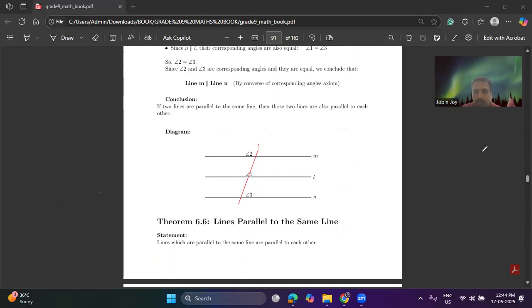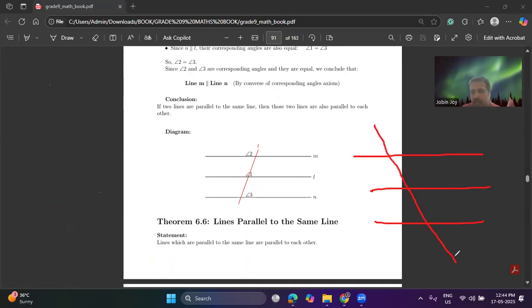So for example, these are three parallel lines, and this is called a transversal. Then this angle will be, for example, angle 1, this is angle 2, and this is angle 3. So angle 1 will be equal to angle 2 will be equal to angle 3.